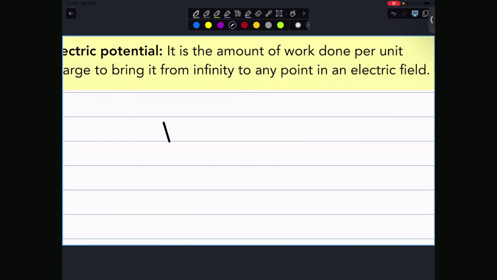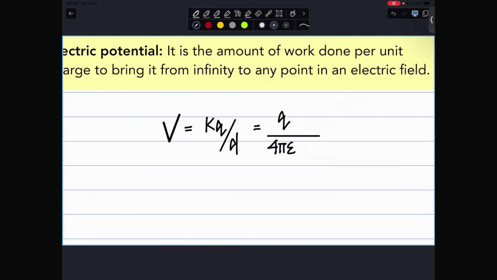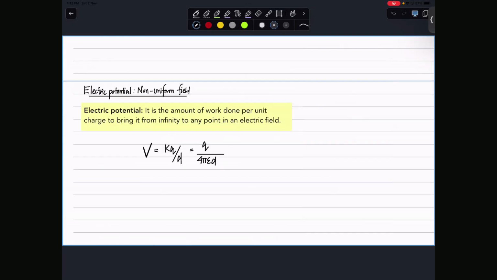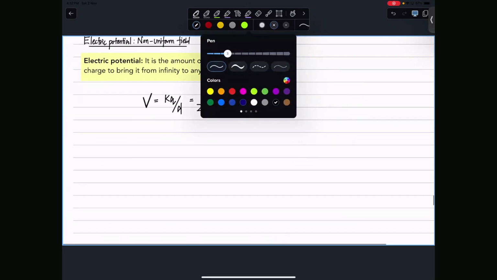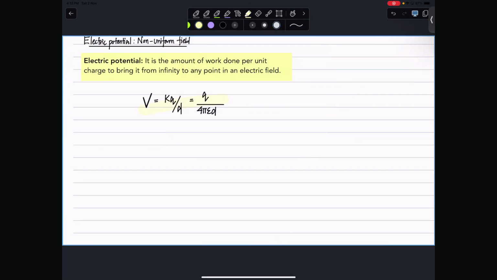Electric potential is given by V, and V is equal to kQ by d. That's the formula for electric potential, which can be further broken down as what? Q divided by 4 pi epsilon d. This is the equation for electric potential. Electric potential for what? A non-uniform field.